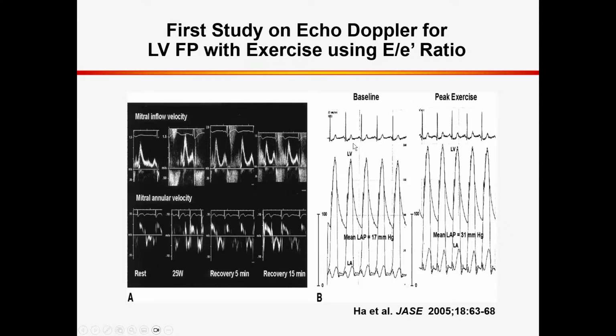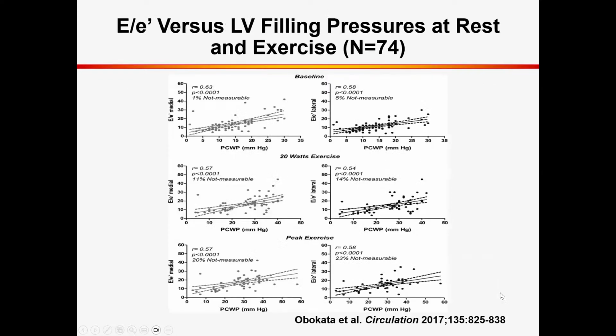We notice that with exercise, left ventricular pressures go up. Notice there is no obstruction. Aortic and ventricular peak pressures are about the same, but mean left atrial pressure goes from 17 to 31, almost doubling. If we look at the changes in the mitral inflow and the annular velocities, mitral E increases with exercise and even remains elevated into recovery, whereas the E prime remains reduced, and thus the E to E prime ratio goes up, telling us that the left atrial pressure indeed increased, as verified by catheterization.